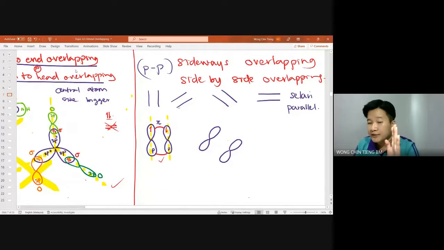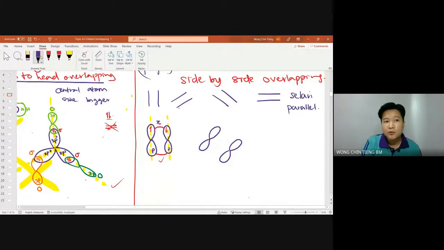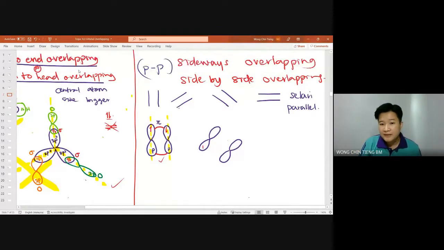And even though it is tilted, look at the way that I label. It is still a front view. The arrow is still a front view. See? Okay. So you still represent the overlapping by using only one pi bond. Clear? Easy, can do?